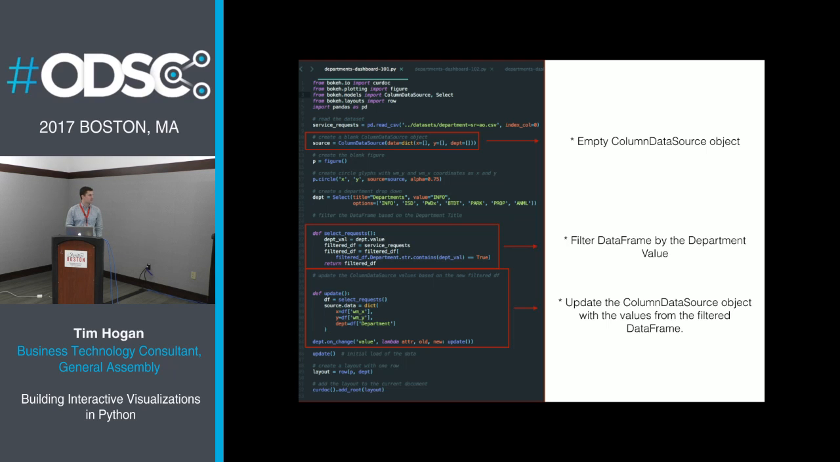And then here, as we talked about, this is where you update the column data source with the values from the filtered data frame. So it's the same update function. Instead of the menu down here, we have the department, where we're referencing the data frame pandas series for department. And on change from the department dropdown, we're running the update function. As you saw before, we're putting this in a row layout, keeping it the same as before, and then we're adding that layout to the current document.